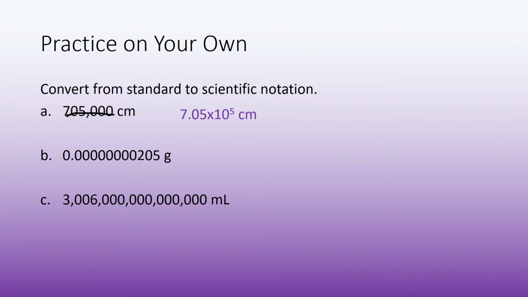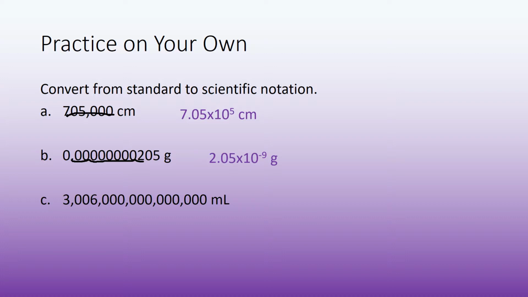On the next example, I have a number in standard notation that is much less than 1, so I know right off the bat I'm going to have a negative exponent. Well, how many times will I have to move this decimal to get to the point where I only have one non-zero number to the left of my decimal? There's 1, 2, 3, 4, 5, 6, 7, 8, 9 times that I would have to move my decimal. So negative 9 becomes my exponent. 2.05 times 10 to the negative 9th power.